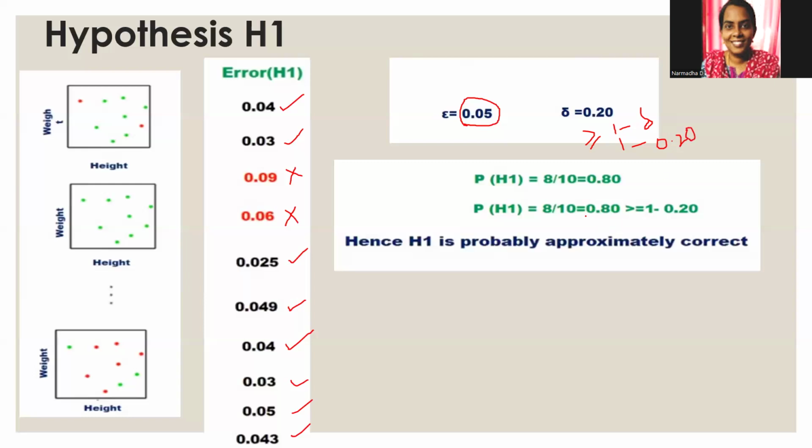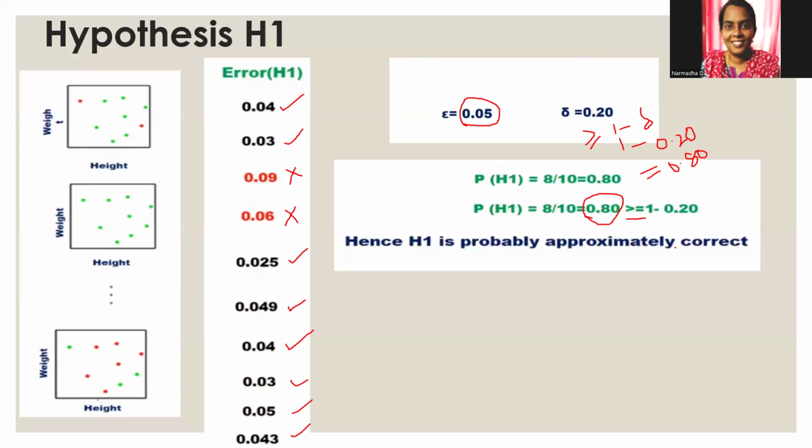The calculated value is 0.80, which is greater than or equal to the required probability value of 0.8. The probability of H1 is exactly 0.80. Since the condition is satisfied, we can conclude that H1 is probably approximately correct. If not, then we can conclude that H1 is not probably approximately correct.